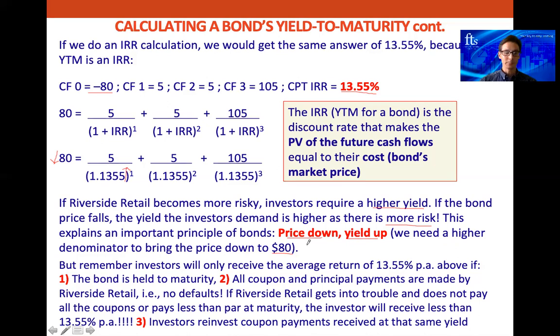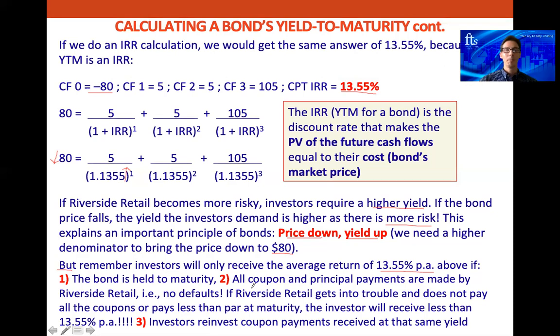Okay, so here we go. Here's the but, and we're going back now to our yield to maturity, the three things about yield to maturity we learned on the previous slides. Remember, investors are only going to get this average return of 13.5% per annum if what? What do they need to do to get this? They've got to hold the bond to maturity. They've got to receive all of these payments to get the 13%.